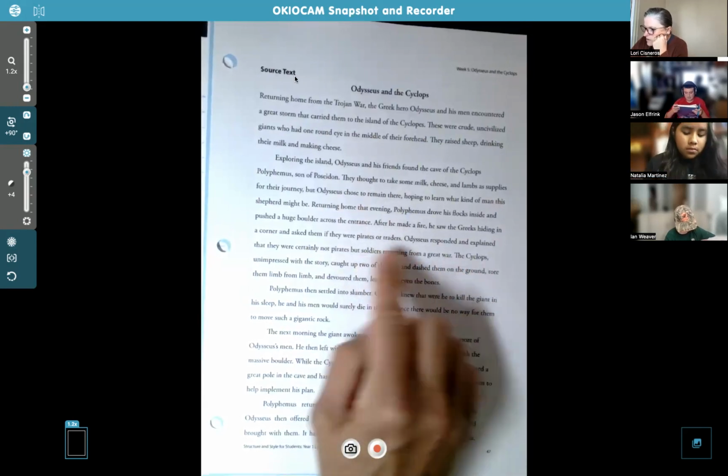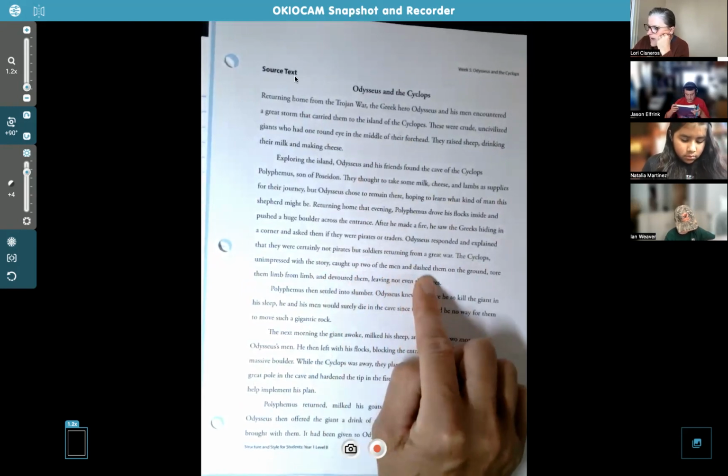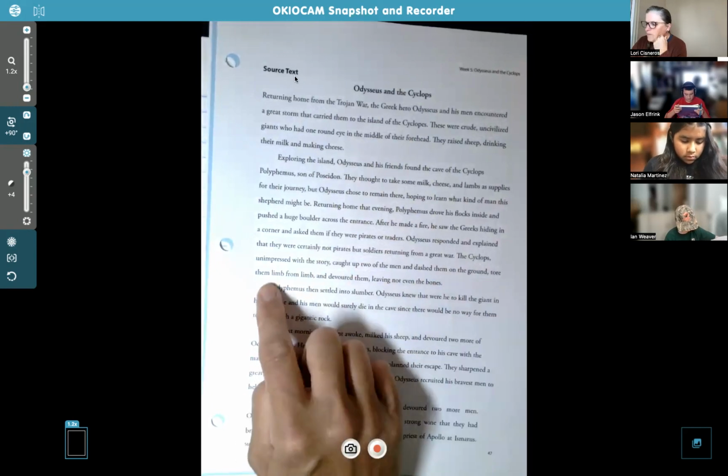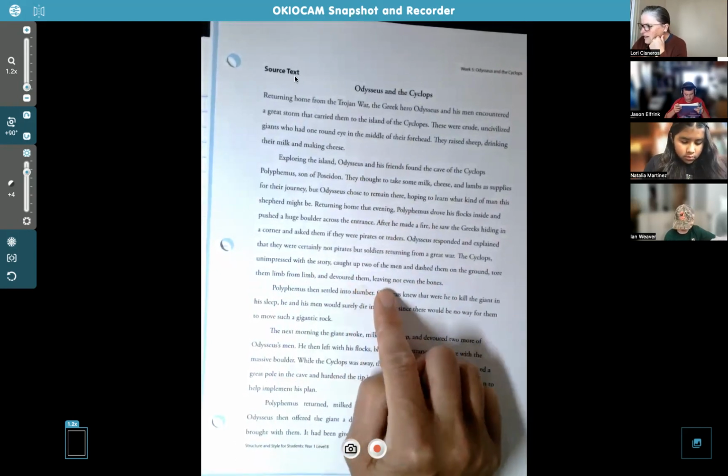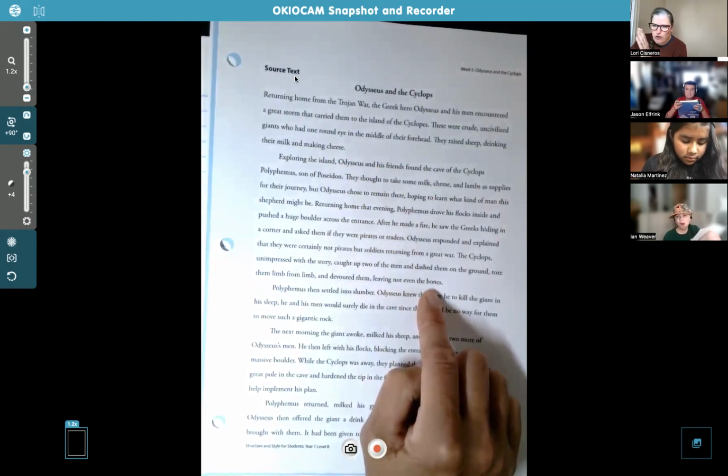The Cyclops, unimpressed with the story, caught up 2 of the men and dashed them on the ground, tore them limb from limb, and devoured them, leaving not even the bones. Forgot to tell you, it's a little gory. But basically, Odysseus and his men, they're the Greeks, they're the soldiers. This Cyclops Polyphemus is like, are you pirates or are you traders? And he's like, no, we're soldiers. And so he just decided to eat a couple of them. Okay. So they were soldiers, yeah.